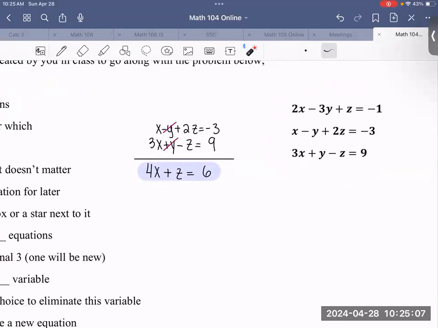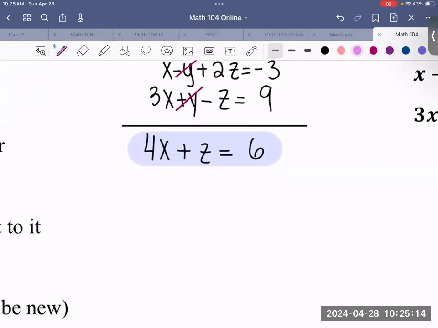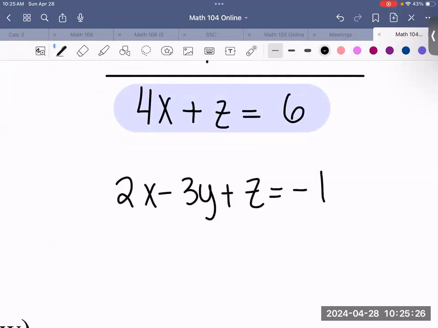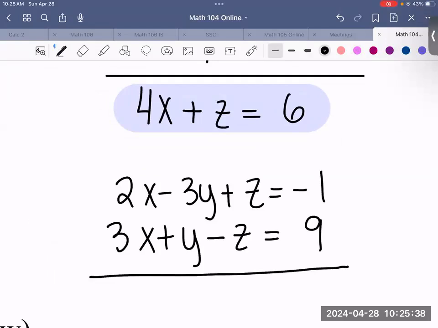Well, my class, again, chose this bottom one and this top one. So they chose 2x minus 3y plus z is equal to -1. And they did the last one, 3x plus y minus z is equal to 9. So those are the two that they have chosen.